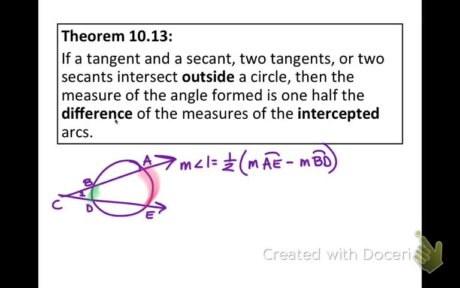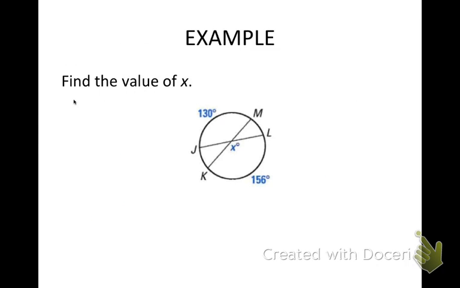So, inside, add, divide by 2. Outside, subtract, divide by 2. On, divide by 2. In the center, equal. You've got 4 different placements for your vertex that you need to remember. You need to remember the difference between all of them. All right, so flip on the back. Let's do these 2 examples.